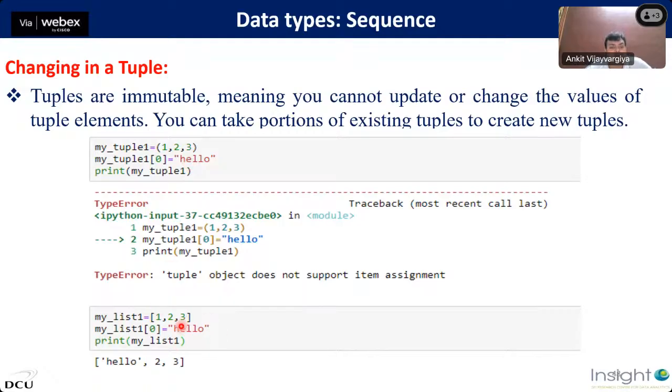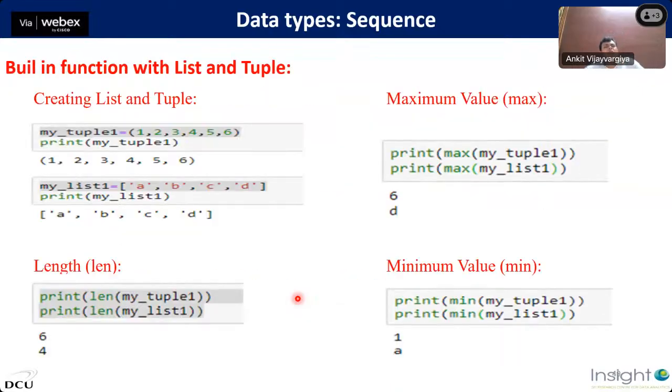But if we see the list in the below example, my list 1 equal to 1 2 3, this is the list, and when I'm changing the value of the 0 position, my list 1 0 equal to hello, and then I'm printing, it changes. So this is the main important difference between the tuple and the list. In the tuple, you cannot change the value, but in a list, you can change the value during the runtime also. So this is all about the tuple and the list.